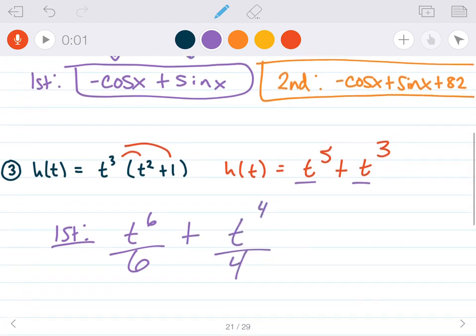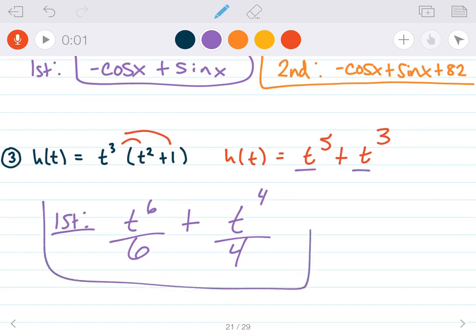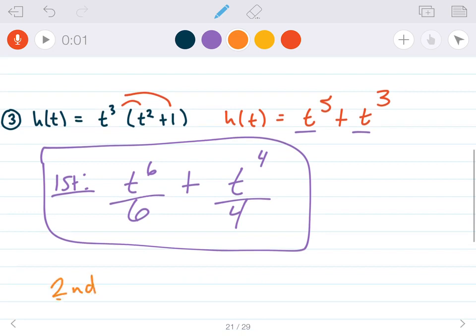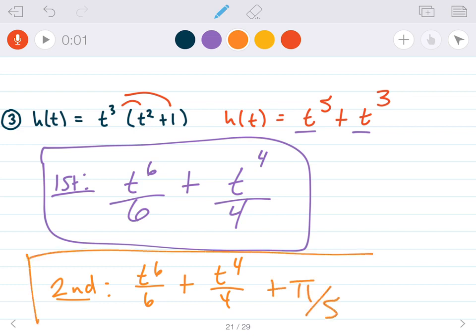So my first one, I always do plus 0 because I'm lazy. So let's do the second one. The second one is the same thing, except maybe I can put on another number. Like, instead of plus 0, how about plus pi over 5? I don't know. So that's my second one.